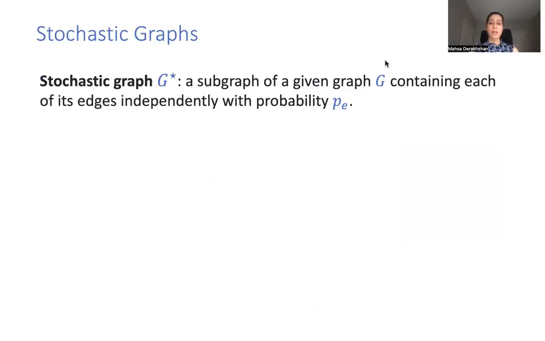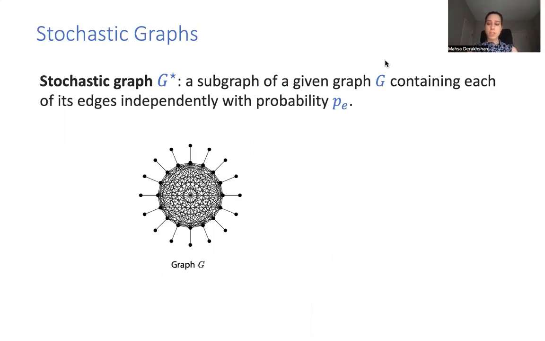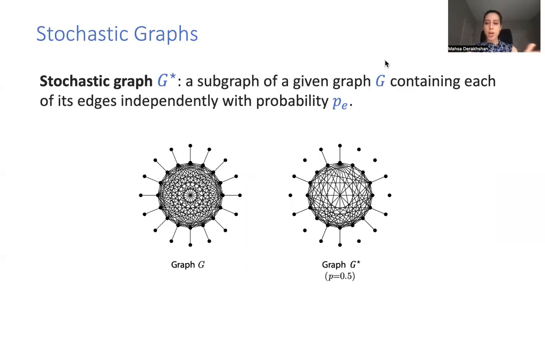Okay, what are stochastic graphs? They can be seen as a generalization of random graphs where edges are realized with different probabilities. So you are given a base graph G and the probability p_e for the realization of each edge. Then these edges are realized independently with their corresponding probabilities, forming your stochastic graph or the realized subgraph G star.